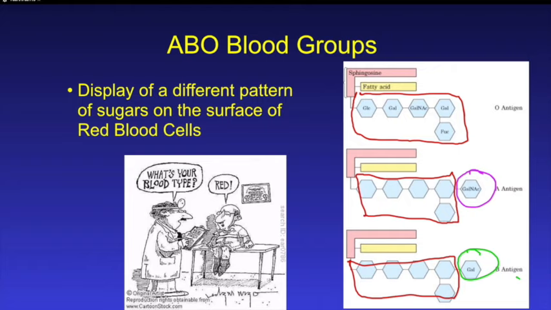The universal donor is an O antigen because the O has the basic shape of both A and B. It has the absence of two sugars, but this kind of camouflages it to any antibody, whether it's against A or B, to not recognize it.